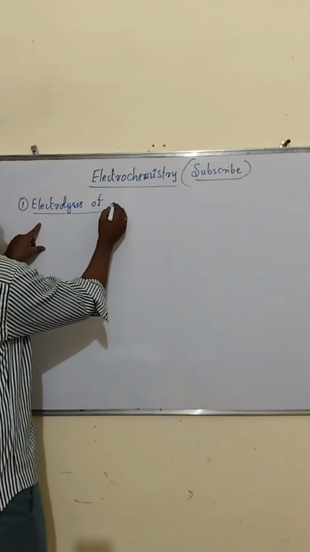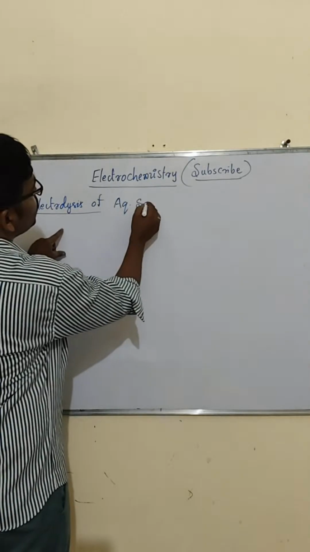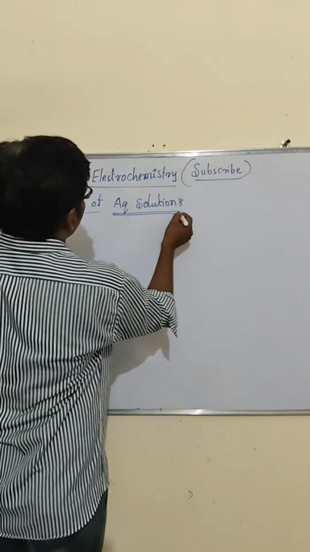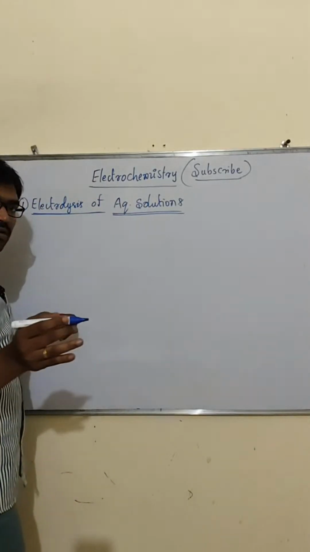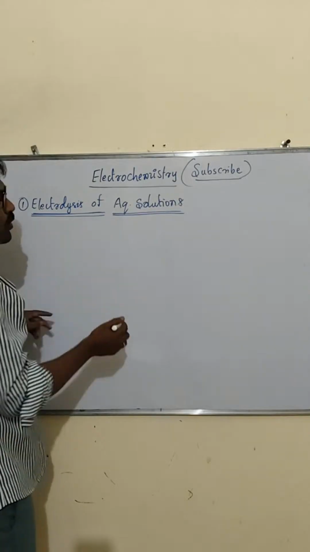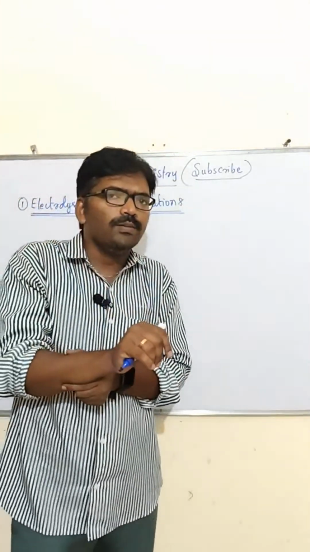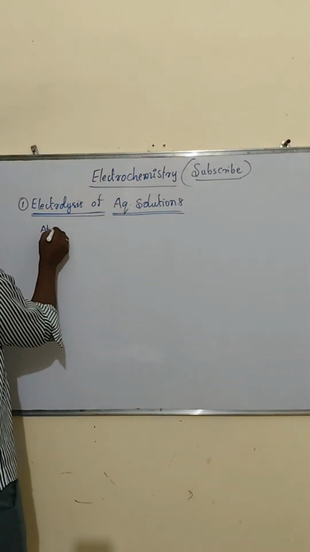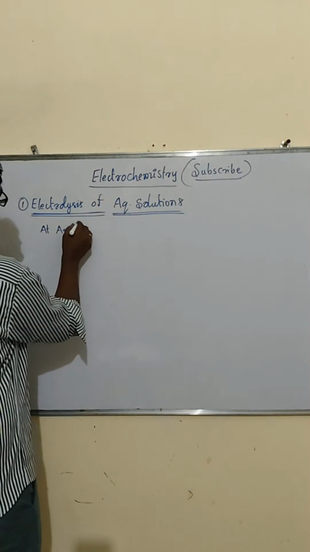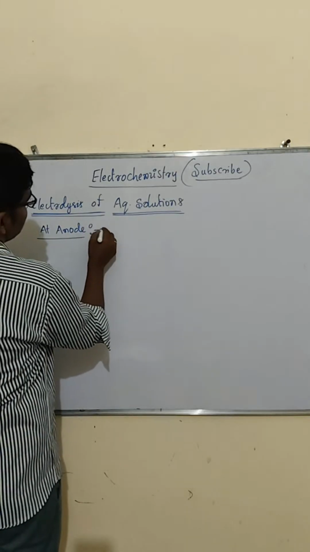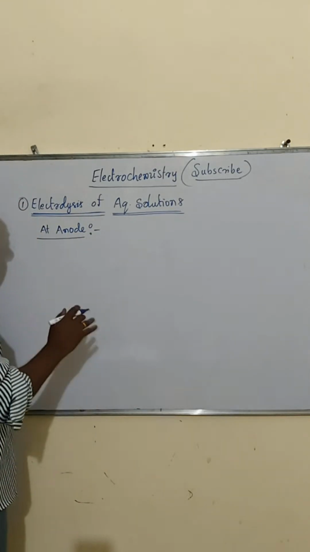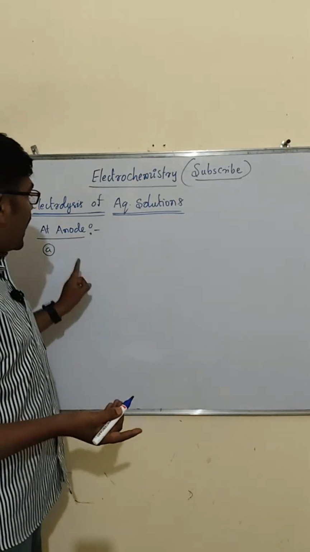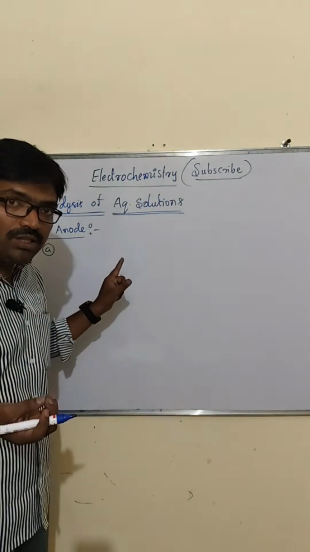So electrolysis of aqueous solutions. For any electrolysis of aqueous solution, 4 points you have to remember. Only 4 points. So point number 1, at anode. If we discuss what happens at anode, the first one you have to remember is that at anode, oxidation happens.